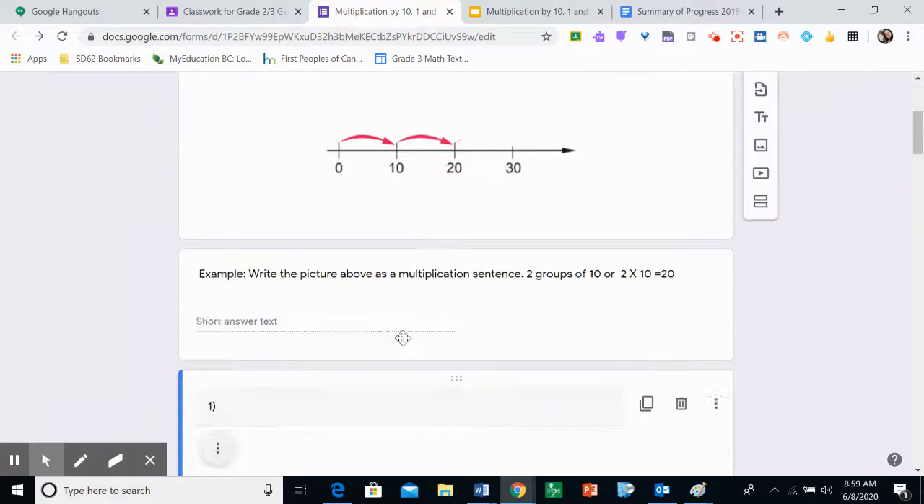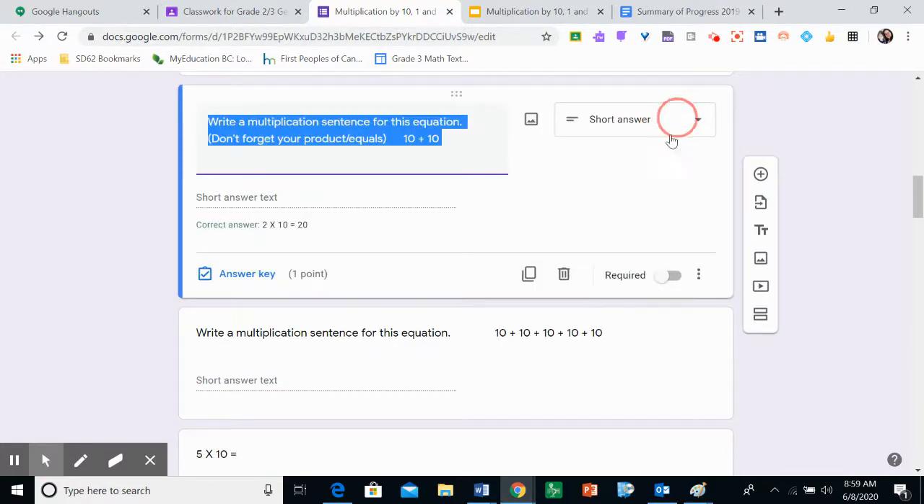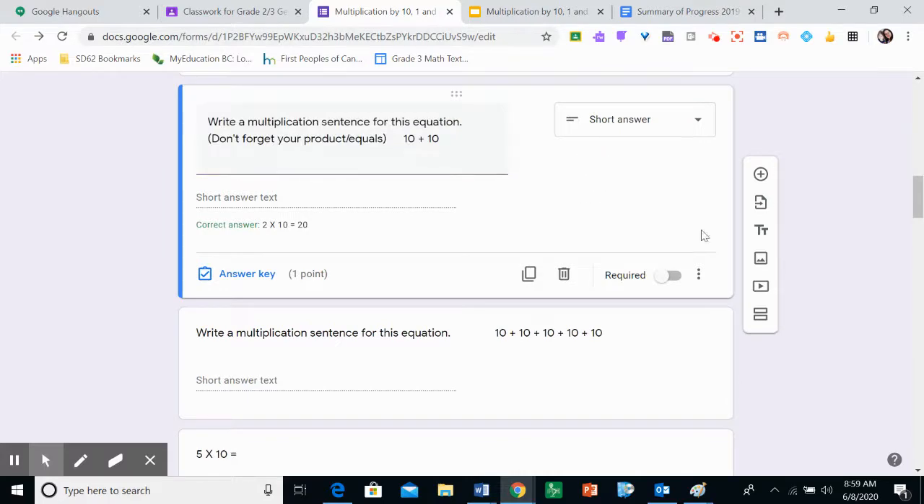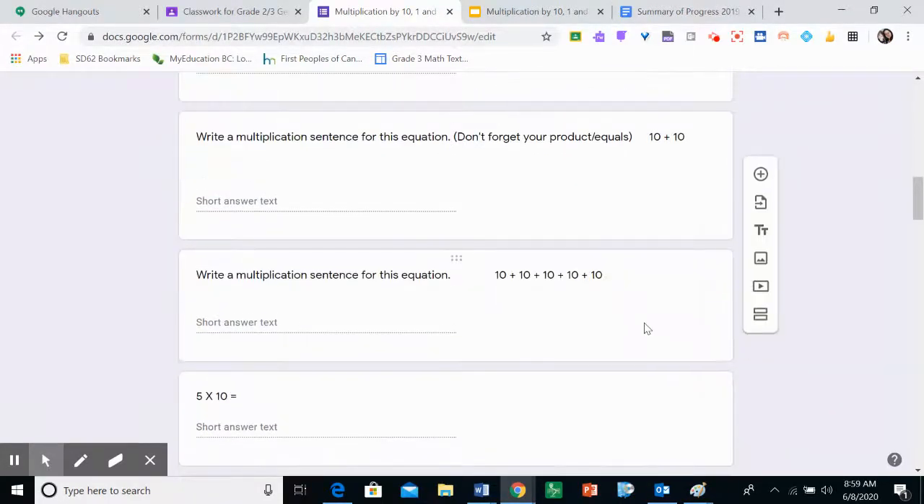This one, write a multiplication sentence for this equation. Don't forget your products equals. So 10 plus 10. You need to write a multiplication sentence for 10 plus 10. Oh my goodness. Sorry about that, guys. So how many groups of 10 do you have? Two groups of 10 equals. You need to write the whole multiplication sentence.